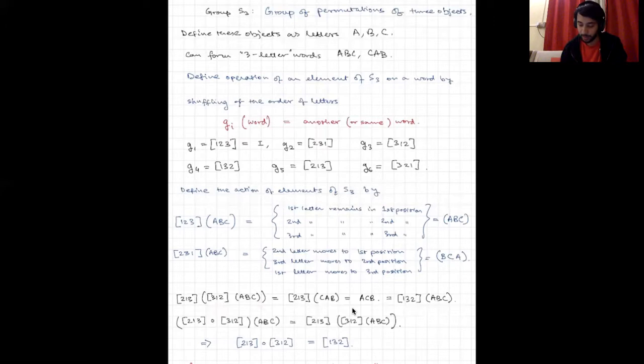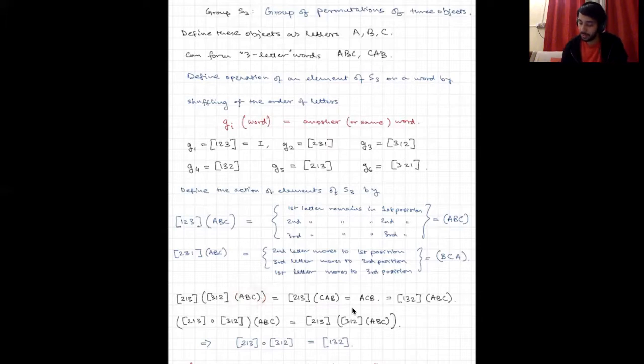The third letter moves to the first position, the first letter moves to the second position, and the second one moves to the third position. So the third letter moving to the first means this is C, the first moving to the second means this is A, and the last one is B. And then you act 2, 1, 3 on CAB. So that gives you what? ACB. Now remember that you want to bring it to a form which is something acting on ABC again.